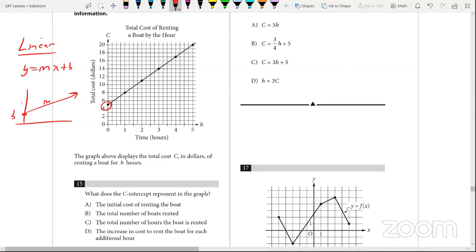So what is the y-intercept of any graph? It's the starting value when x is 0. In our situation, the x-axis is the time, when the time is 0. And the values on the y-axis are the cost. So substituting in time and cost, the y-intercept is the cost when the time is 0. So which answer says that? The initial cost of renting the boat, the cost when the time was equal to 0. So the answer number 15 is A.